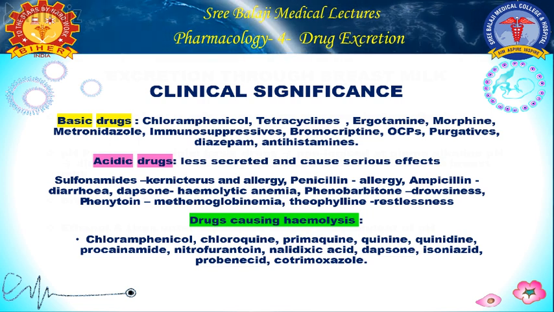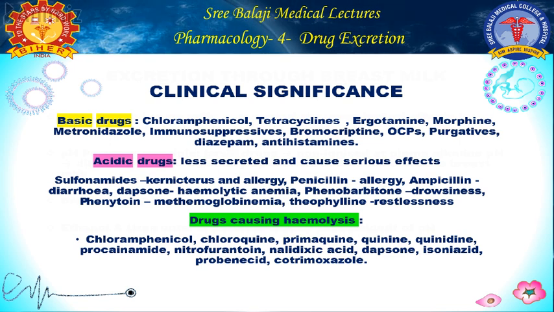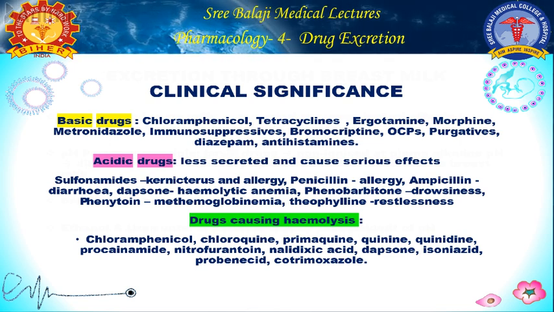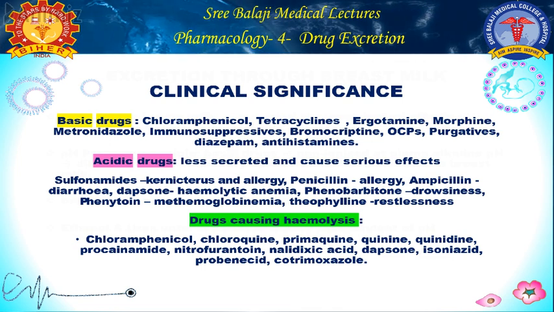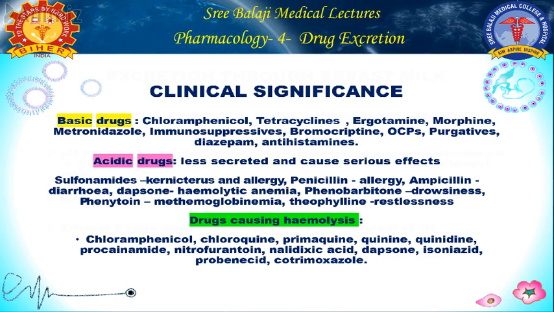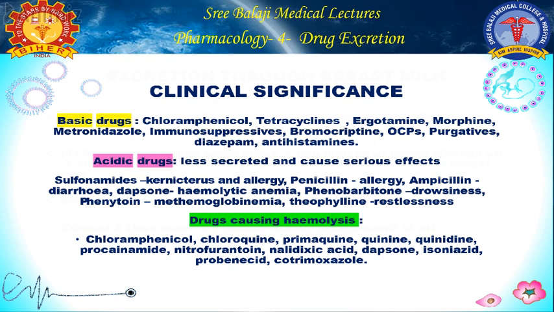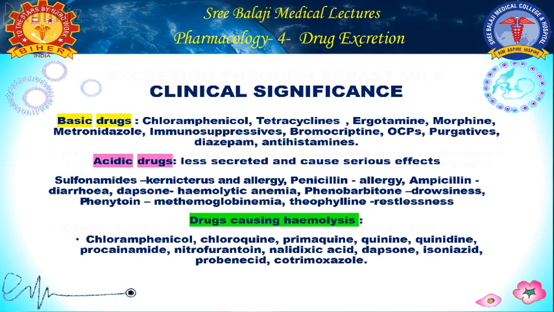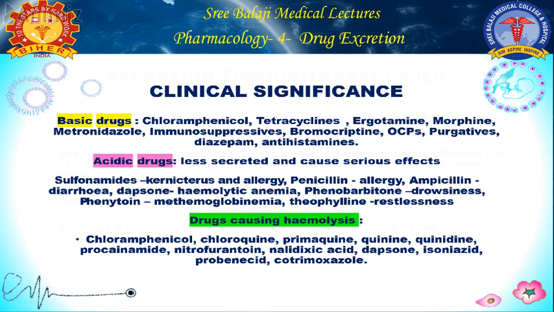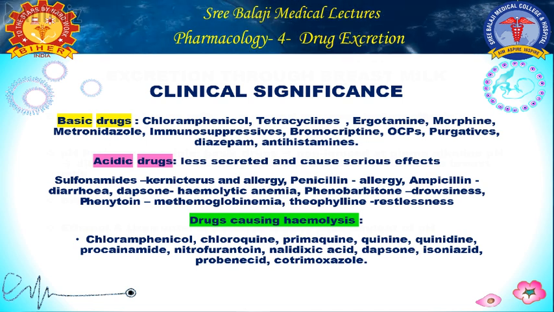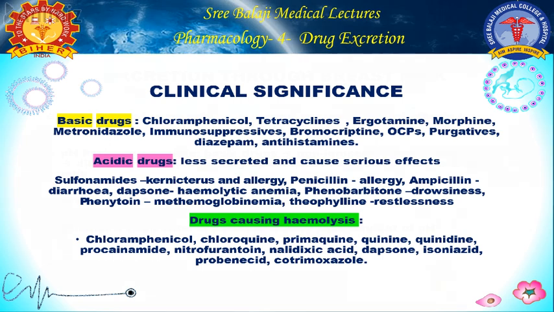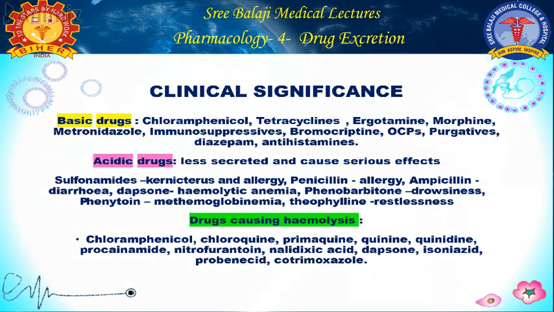Certain acidic drugs, though less secreted, may cause serious adverse effects. Sulfonamides may cause kernicterus and allergy. Penicillin may cause allergy. Ampicillin will cause diarrhea. Dapsone may cause hemolytic anemia. Phenobarbital will cause drowsiness. Phenytoin may cause methemoglobinemia. And theophylline will cause restlessness. So all these drugs, though secreted less, may cause serious adverse effects.